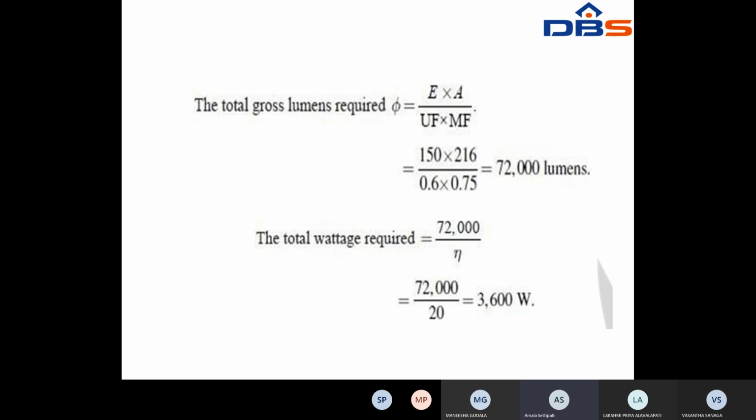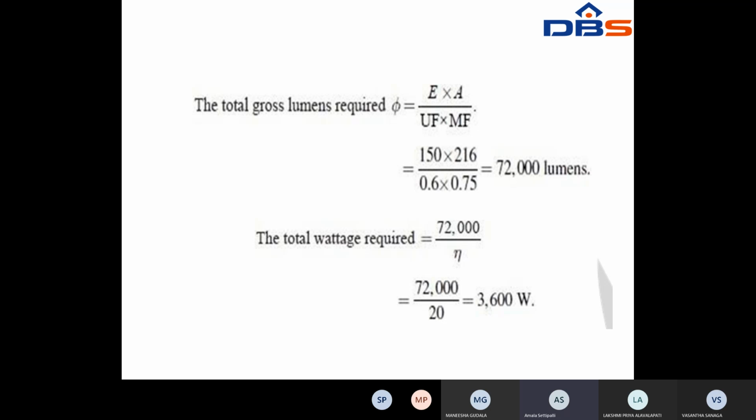In the problem we will not be given the phi value. To find out the phi value, the formula is E into A by UF into MF. Here illumination E is 150, area will be 216, utilization factor in the problem is given as 0.6, and maintenance factor is 0.75. At that time you can get 72,000 lumens.